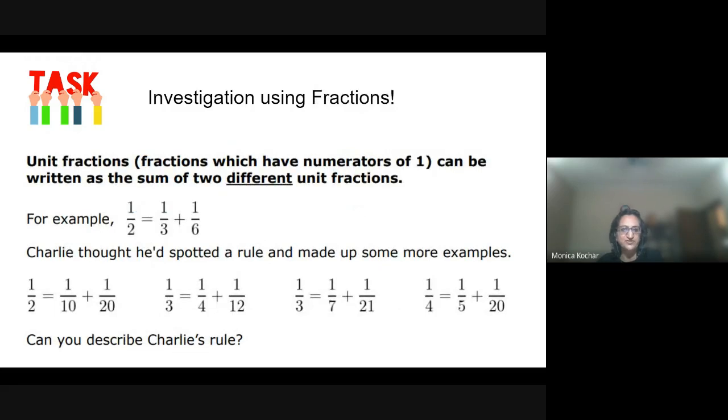Investigation using fractions, where I'm converting a fraction into a sum of unit fractions. In how many ways can I do it? Charlie has done it in this way. What is the rule he's using?